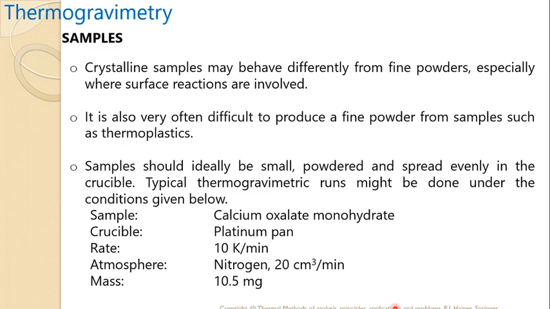A typical thermogravimetric run might be done under the following conditions. First, the sample. Considering the example of calcium oxalate monohydrate, for that purpose we will use a platinum pan. The rate of heating is 10 Kelvin per minute. Then we maintain a nitrogen atmosphere of 20 cubic centimeter per minute flow, and the mass of the sample is 10.5 mg. So this is the ideal procedure or ideal condition for the analysis of calcium oxalate monohydrate.